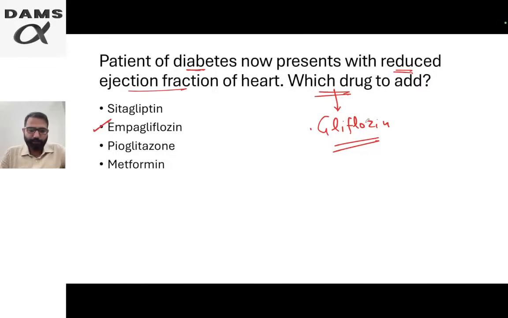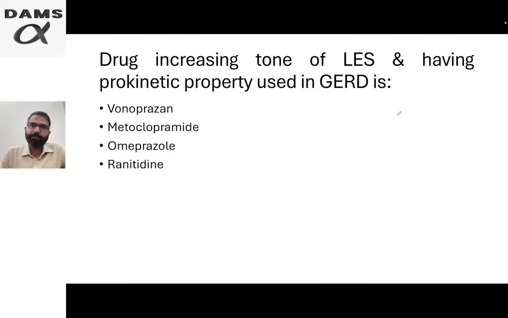Yeah, Karthik ji, if miliary TB, then definitely we need to think it again, right? So gliflozin is the correct answer. So this is one of the simple ones. Gliflozin is the correct answer. I think every bacha knows this, gliflozin.